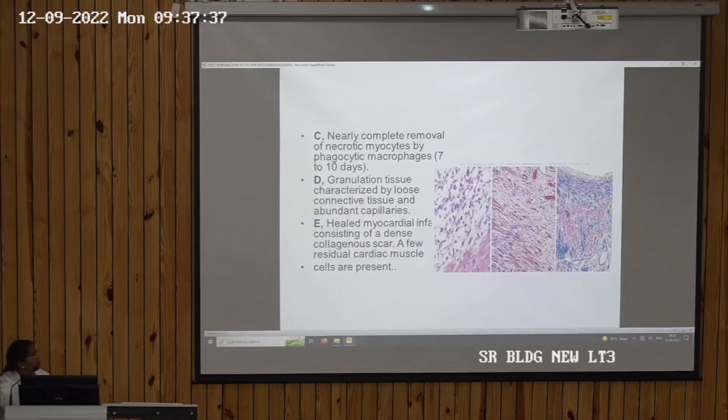Then here you can see that the dead myocytes have been completely phagocytosed by macrophages, and all you can see are inflammatory cells and macrophages. Then there is healing by fibrosis, and you can see small blue-colored collagen deposition has occurred, and this is the healed scar in which collagen and fibrous tissue has replaced the muscle, and you can see very few muscle fibers in between which have survived the infarction.